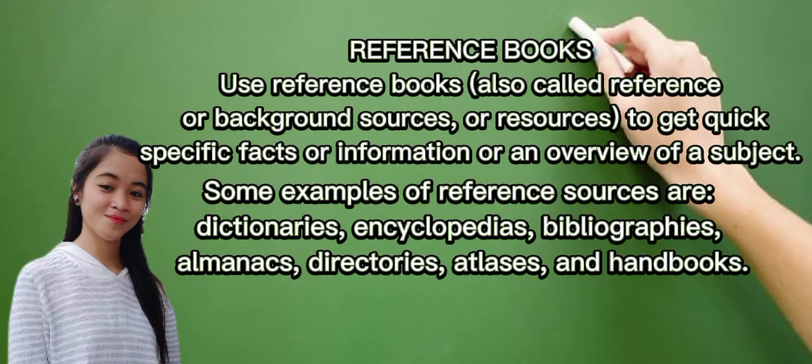Reference books. Use reference books, also called reference or background sources or resources, to get quick specific facts or information or an overview of a subject. Some examples of reference sources are dictionaries, encyclopedias, bibliographies, almanacs, directories, atlases, and handbooks. So, ano nga ba ang reference books? Ito yung aklat na tinatawag ding sanggunian o background na pinagmumulan o mapagkukuhanan upang makakuha ng mas mabilis o tiyak na mga katotohanan at informasyon o isang pangkalahatang idea ng isang paksa.